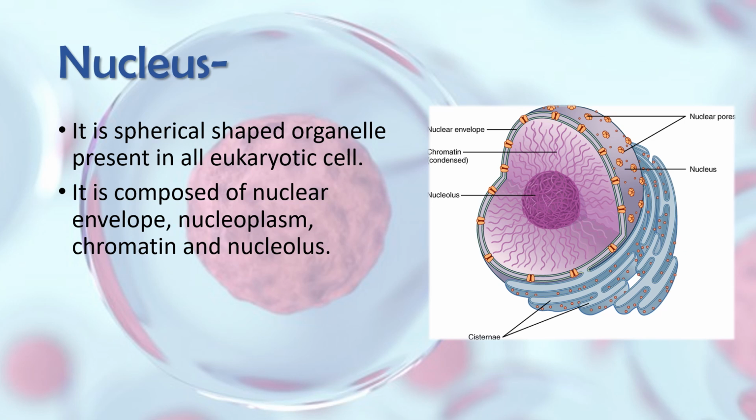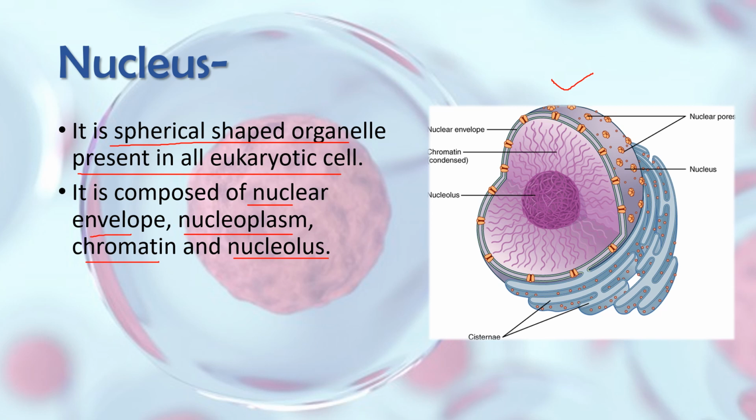Nucleus: it is a spherical shaped organelle present in all eukaryotic cells, and the main components of the nucleus are nuclear envelope, nucleoplasm, chromatin and nucleolus. Just look at this picture. This spherical body is the nucleus. Please don't think that this is the exact shape of the nucleus, but for a better understanding of its inner view, this particular section is cut out. The nucleus has a proper sphere shape, just like a ball.